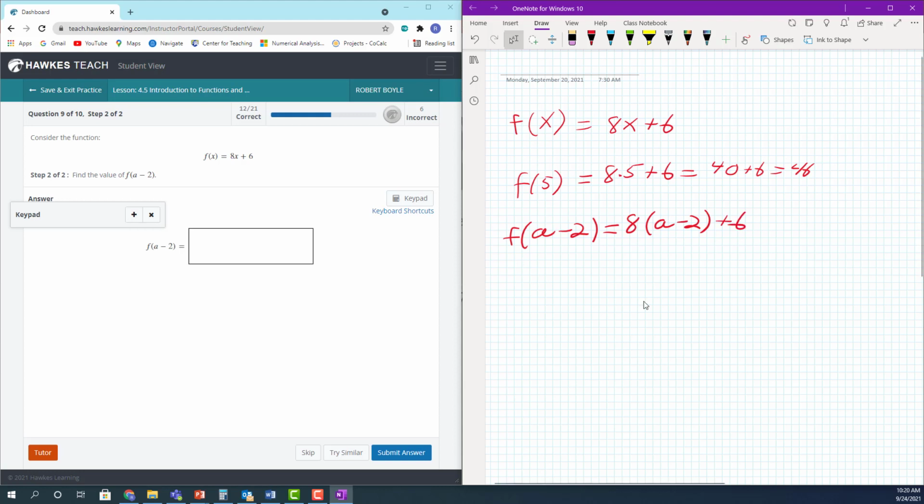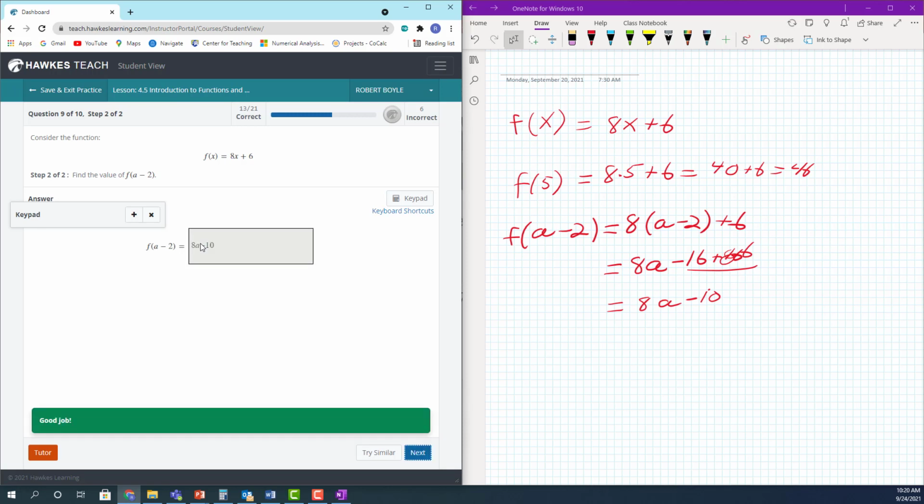And then we can simplify this by first using the distributive property to get rid of the grouping symbols. 8 times a is 8a, but you can't do too much of that. 8 times negative 2 is negative 16. Bring down the plus 6. Simplify our like terms right here, and that will give us 8a minus 16 plus 6, which is minus 10. So let's see if I do that correctly. We would have 8a minus 10. And there you go.